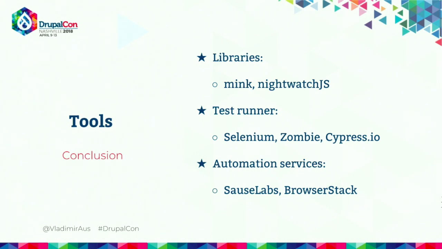So the libraries, the Mink library or NightwatchJS, which I use, are emulating a connection to Selenium. Selenium is a tool that emulates the browser. There's Cypress.io, an alternative, which the session is going to be, I think, tomorrow. There are other things, but Selenium at the moment is the leader.